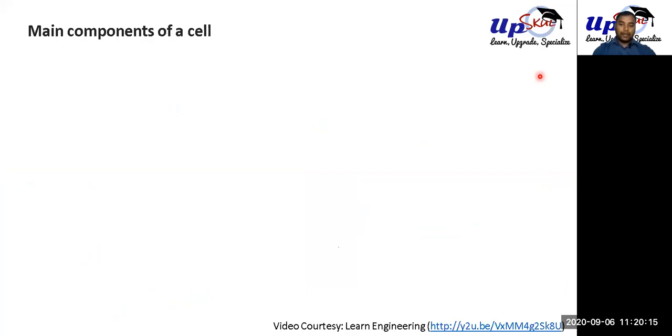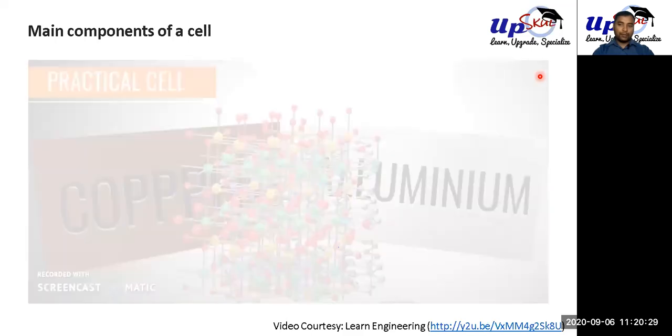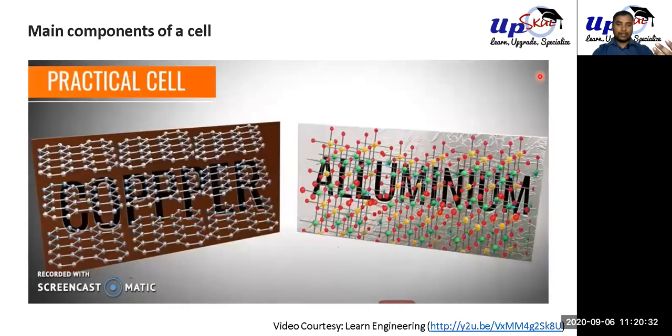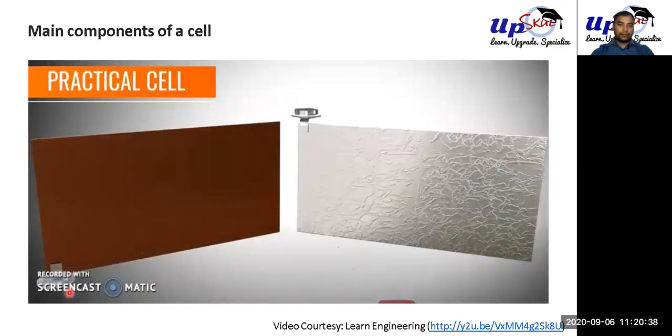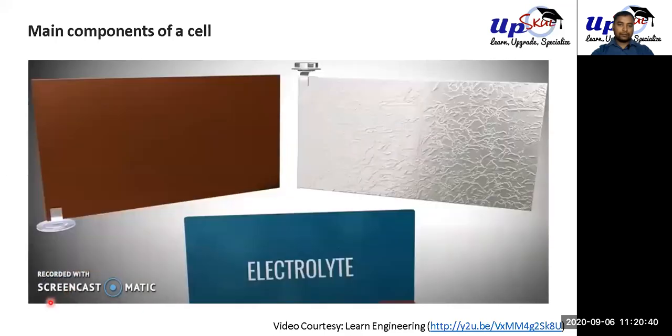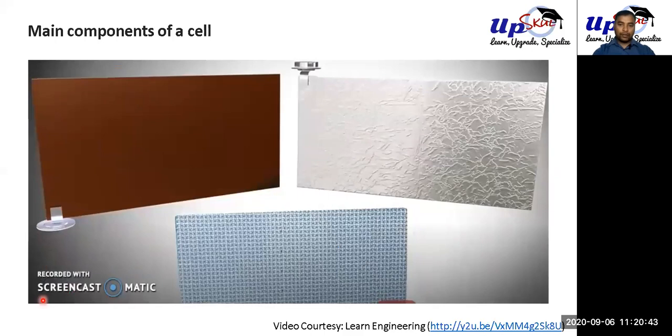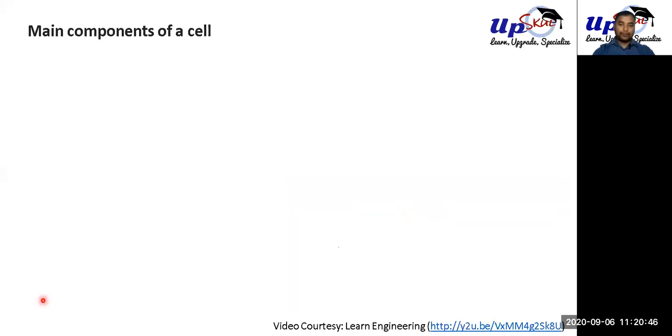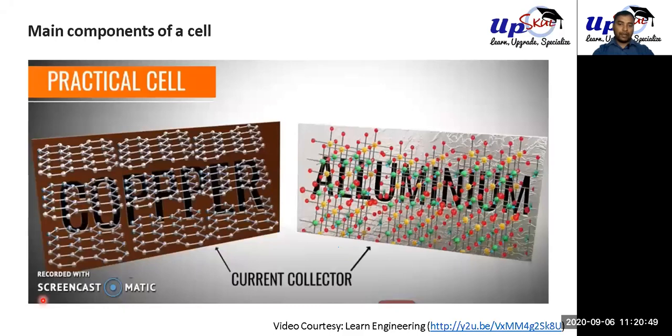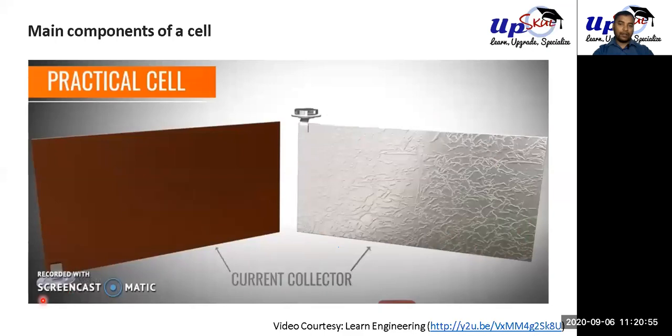Now, the main components of a cell: we just saw what it theoretically is, but let's see what it actually is. We are going to look at cylindrical type batteries. Those who don't know about it, don't worry, we are going to cover it later in the course. If you see this, one side is copper, one side is aluminum, and these are our collectors. Then we have graphite on one side and our oxide on the other.